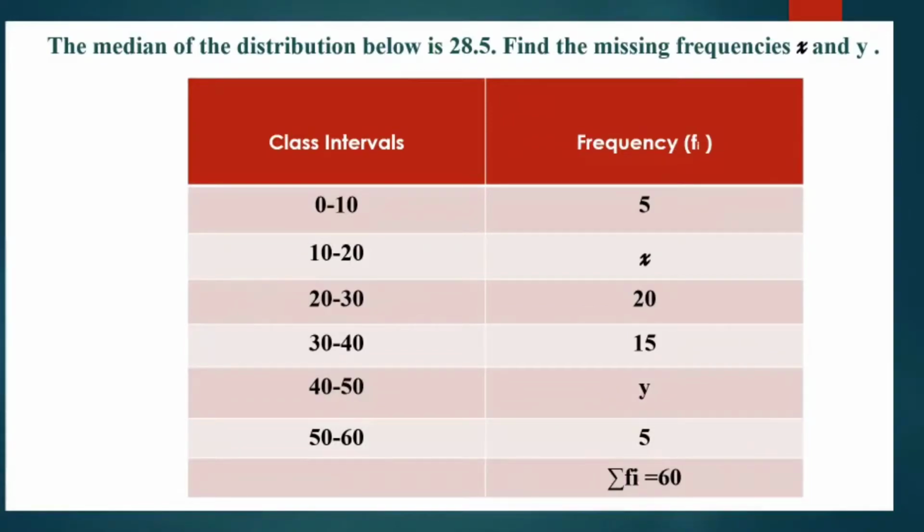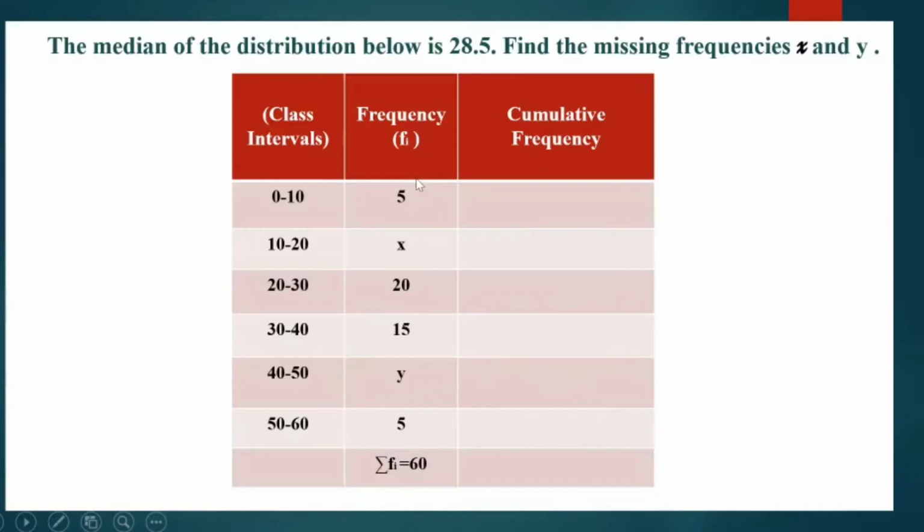This is the question of your NCERT books. I've taken the same question. Now, what do we have? We have here the class intervals given to me, the corresponding frequencies are given, and the sum of all the frequencies, the total of all the frequencies, is also given to me as 60. So I'll use this and I'll get the answer for the value of X and Y. Let us see how we do that.